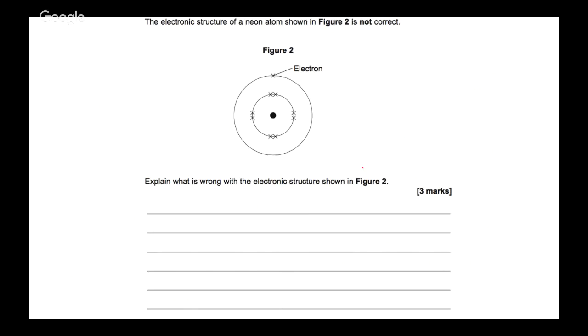Slightly more complex atomic structure kind of question. I've highlighted this one because it's worth 3 marks. This question says the electronic structure of a neon atom shown is not correct. Explain what is wrong with the electron structure shown in figure 2. Now, the reason I highlight this is because it's 3 marks. If you get a question like this, I need you to clearly state where you're getting your 3 marks, so using your bullet points, for example, and putting enough detail in.